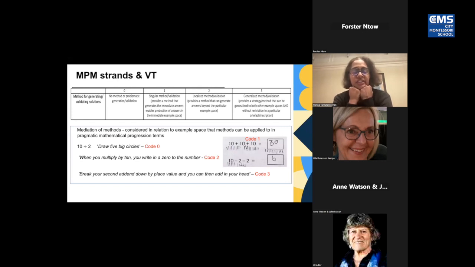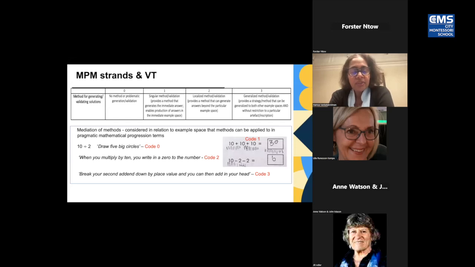We had other examples, and here's another one, which you've probably seen before. For example, when you multiply by 10, you write a 0 on the number, with the kind of phrases that are used. And we gave that a code 2. Now, again, we've had arguments about this within our team and beyond. We would call that a localized method, because obviously it works when you've got whole numbers and you're multiplying by whole numbers, but actually it's limited again. It's not generalizable for when we get beyond whole numbers into decimal numbers. So we wouldn't have coded that as a generalized method. It couldn't get a code 3. But in the early grades, if we were given a response like that, we would have given it a code 2, but not a code 3.